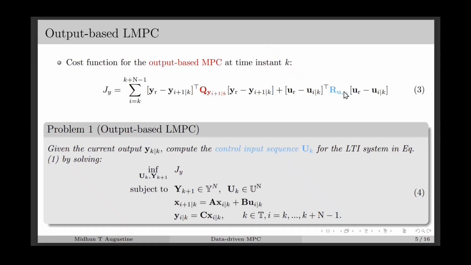Then in the case of MPC, given the current input information, the objective is to compute the optimal control sequence UK, which minimizes the cost JY over the prediction horizon subject to these constraints. The predicted state sequence should satisfy this system equation or the state equation, which will be an equality constraint in the optimization problem. And these are the output constraint and input constraint, which can be defined using linear inequalities.